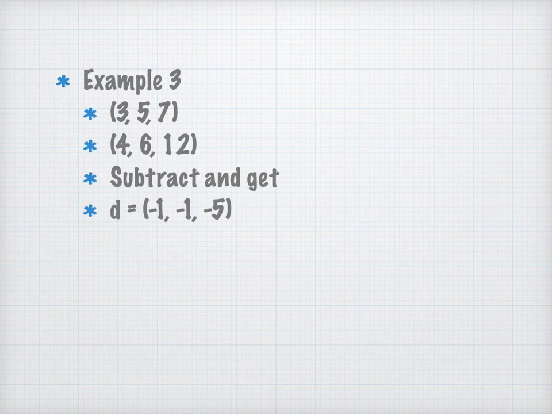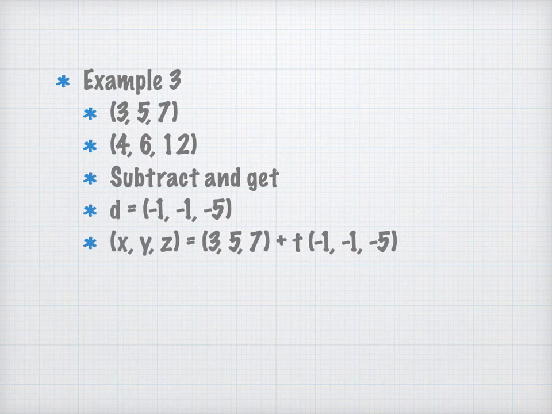3 minus 4 is -1. 5 minus 6 is -1. 7 minus 12 is -5. You're doing x, y, and z separately. You're doing that also here with then finding 2 points. They ask us to find 2 points on the line.